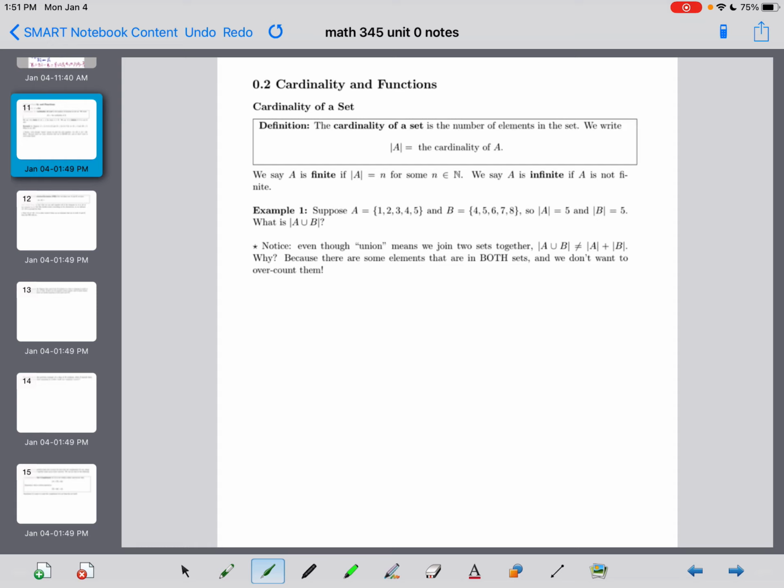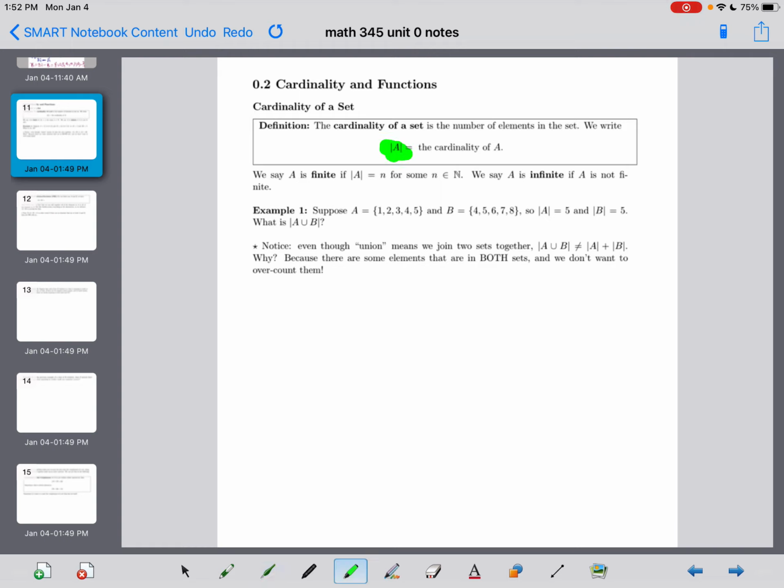In the last section, we talked about sets and subsets, as well as different relationships between sets. In this section, we're going to talk about the cardinality of sets, as well as extend this idea of sets to the idea of a function. So, the cardinality of a set is just another way of describing how many elements are in the set. And so we use this notation here.